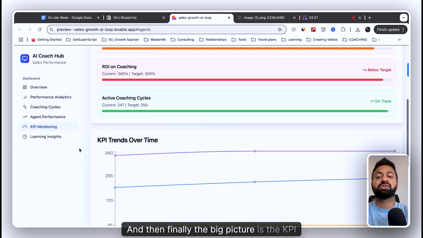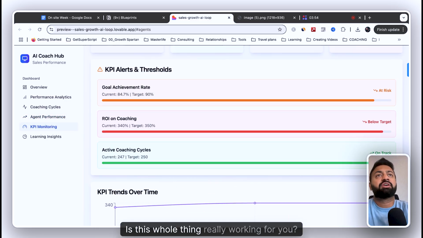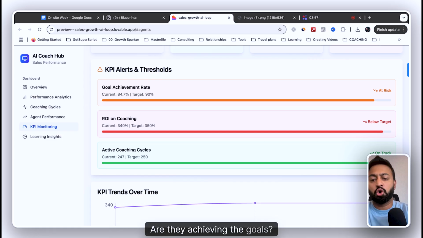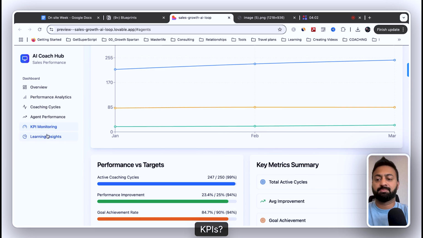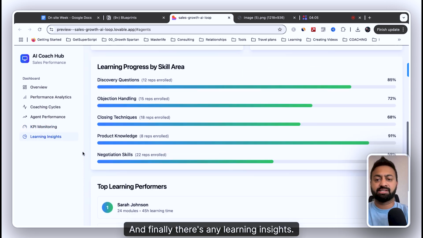And then finally, the big picture is the KPI monitoring. Is this whole thing really working for you? Are they achieving the goals? Is there an ROI on the coaching? And what are the trends over time in terms of the KPIs? And finally, are there any learning insights?